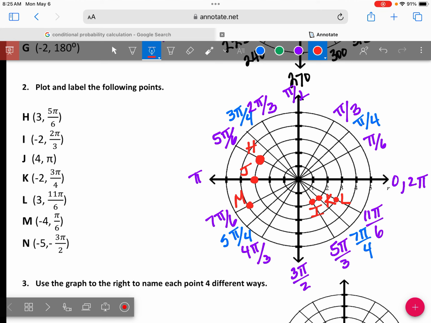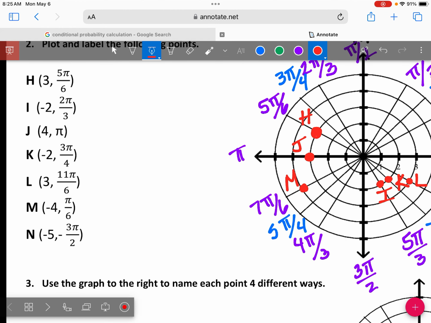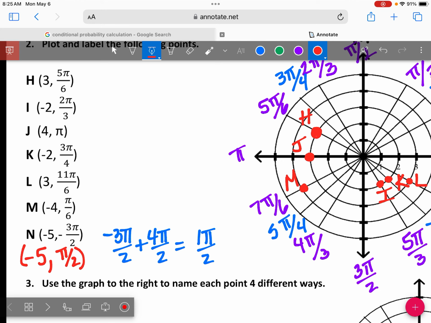And then the last one, -3 pi over 2. So I'm just going to show you if you get a little confused. You're adding 2 pi. This is only if you need to. If you don't need to, you don't have to do it this way. But -3 pi over 2 is the same as pi over 2. So this angle is the same as -5 and pi over 2. So pi over 2 would be here, but because it's negative, I'm counting backwards. So 1, 2, 3, 4, 5. So that would be right there.